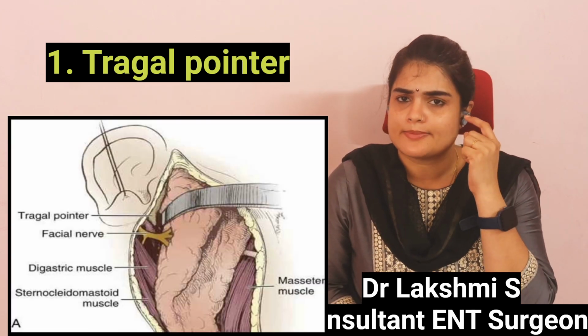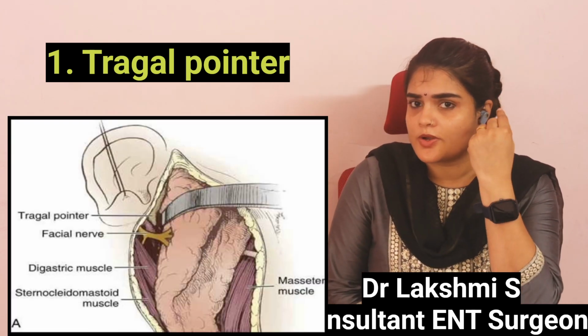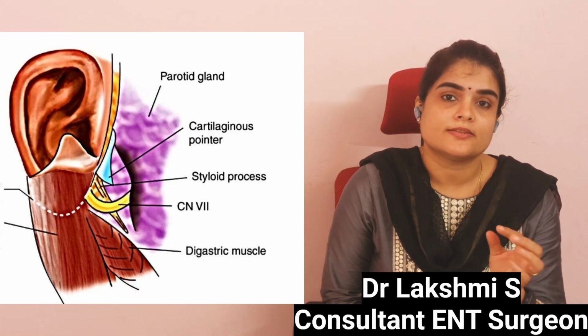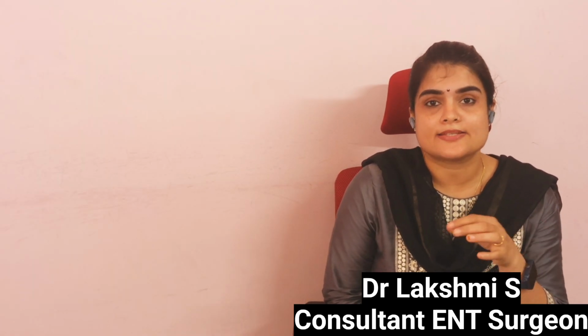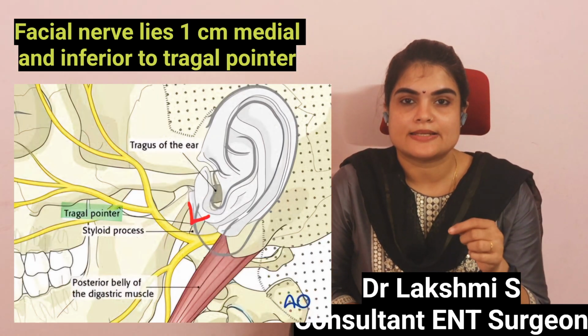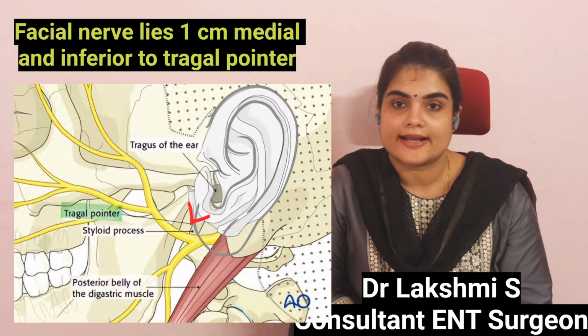The tragal pointer is the medial aspect of the tragus, which points inwards, forming the anterior and inferior wall of the external auditory meatus. The problem with this is that it is soft tissue and there can be some minor changes, so it cannot be completely reliable. The facial nerve lies 1 centimeter medial and inferior to the tragal pointer.